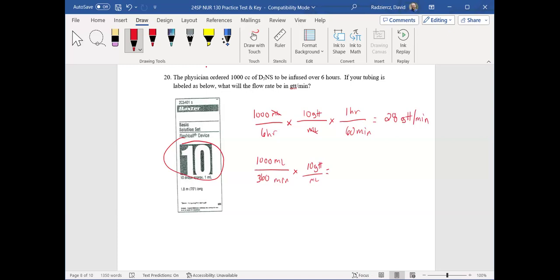Same thing here. 10,000 divided by 360. I'm going to get the same answer, 27.77 repeating. And I'm going to round that to the nearest whole drop, because I cannot give a partial drop. Same reason you can't give somebody a partial capsule. Just can't do it.